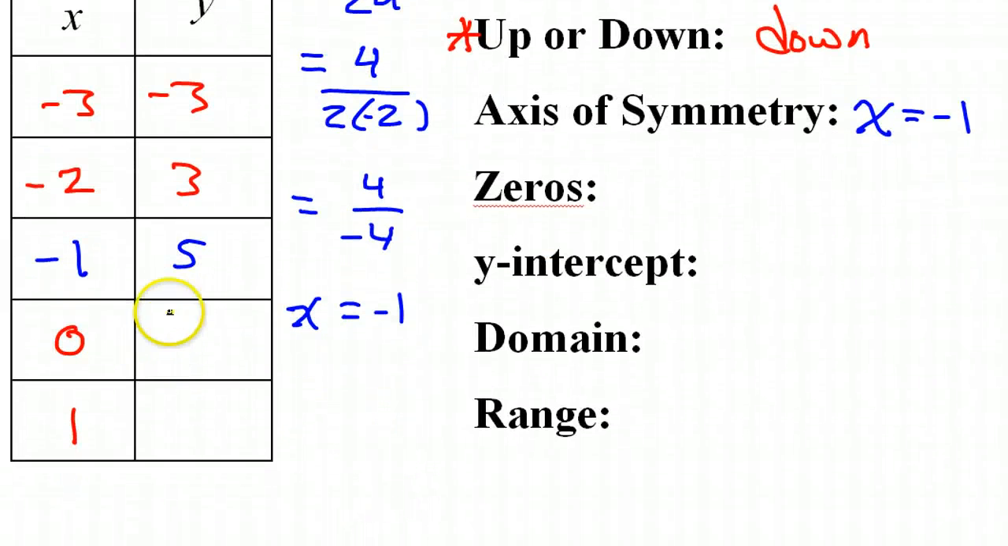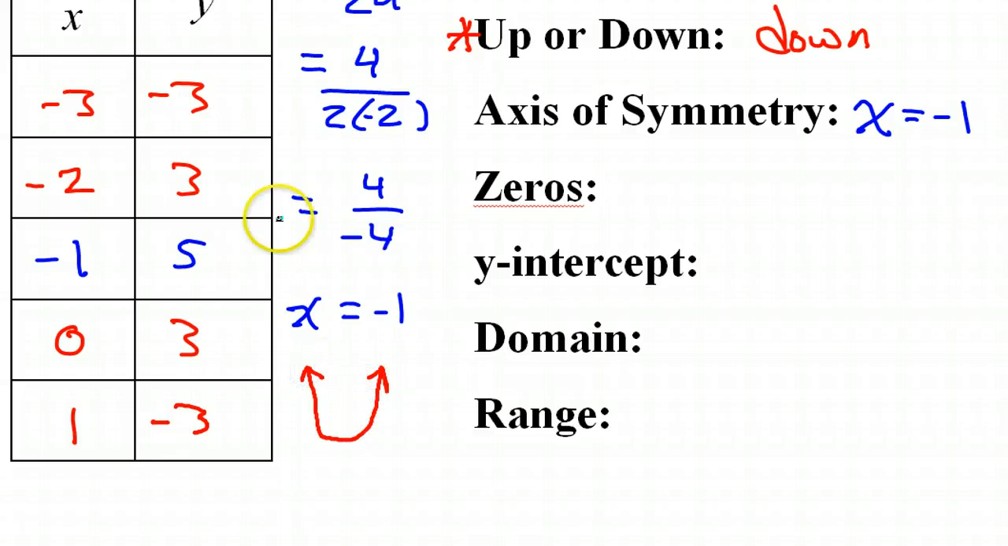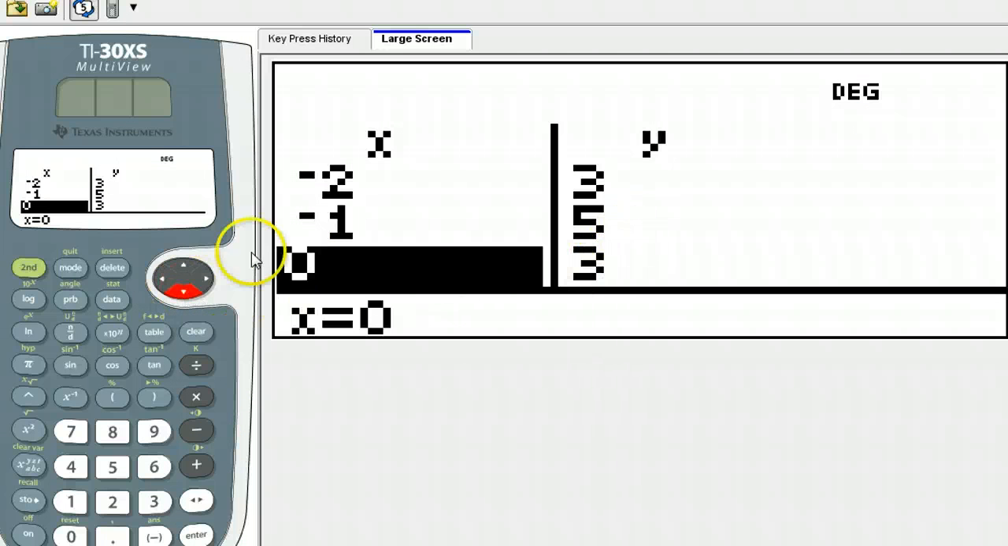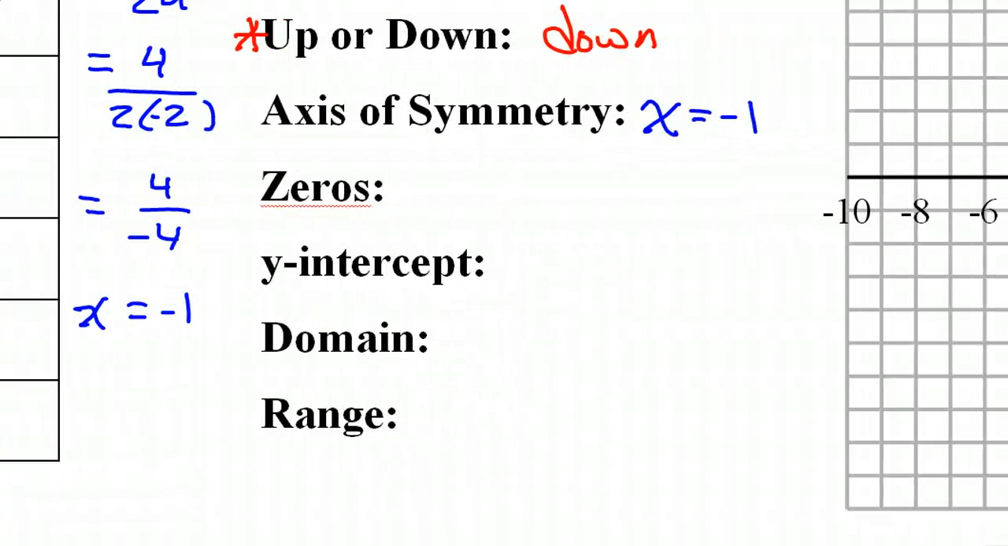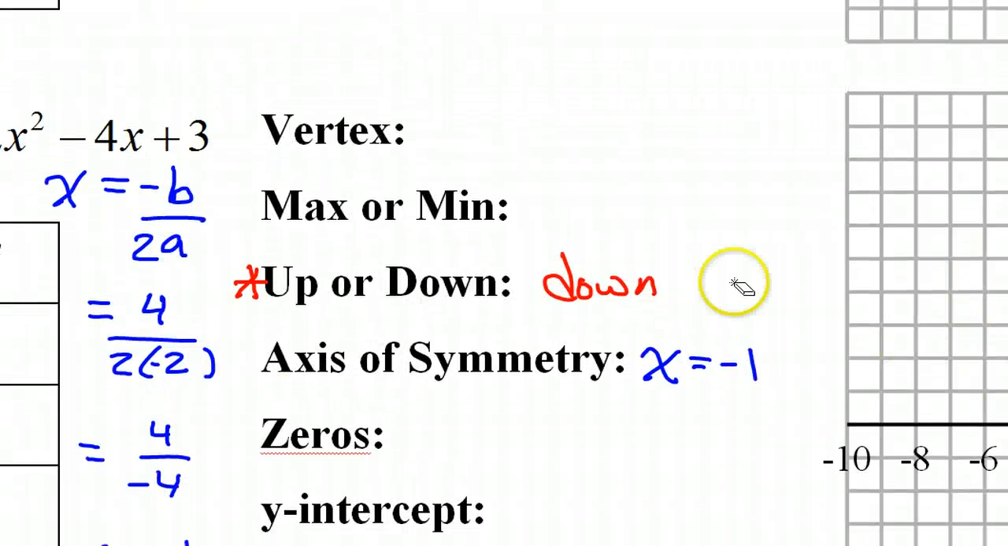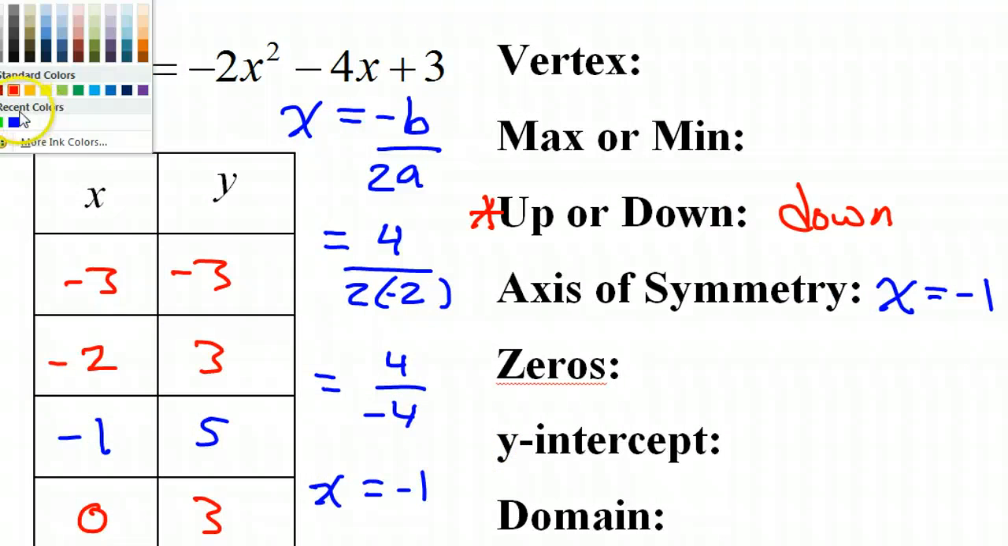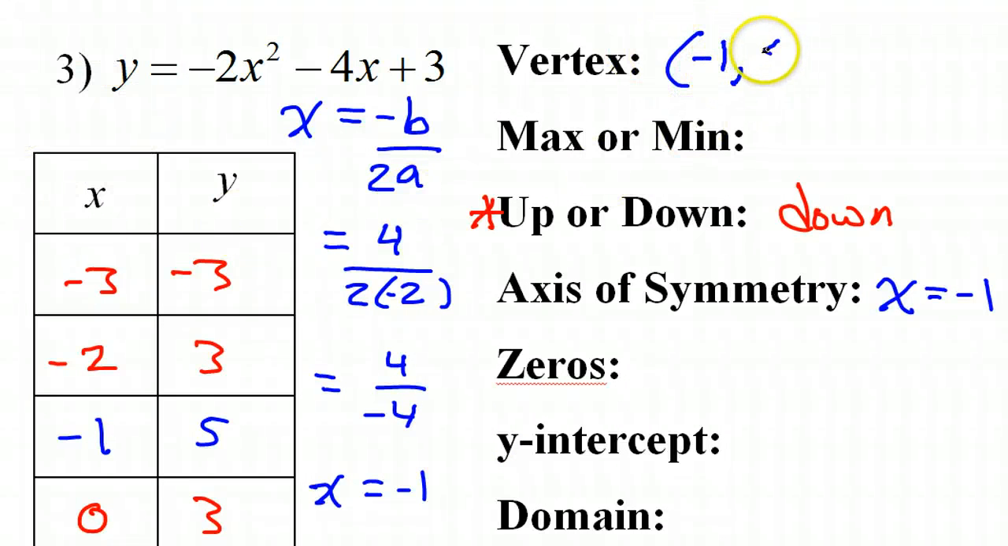Now, if we did everything correctly, you should be able to tell me what these next values are right now. If this is 3, then this should be 3. If this is negative 3, then this should be negative 3 because of the symmetry that a parabola has. So now let's check it out and see if we were right. If I scroll down, I got 3 and negative 3, just like we expected. So the vertex. We've found the vertex now. The vertex is negative 1, comma 5.